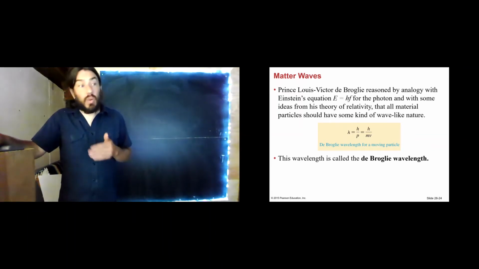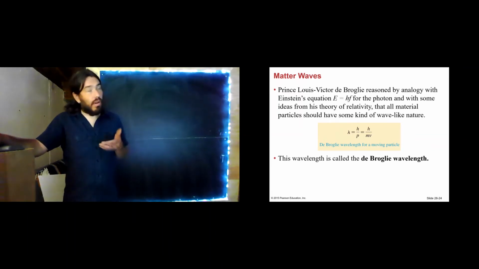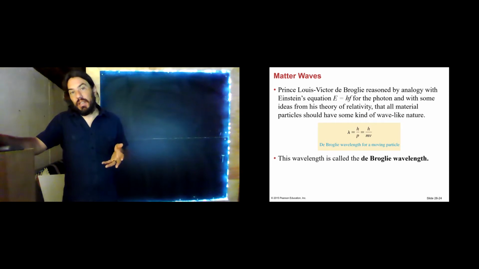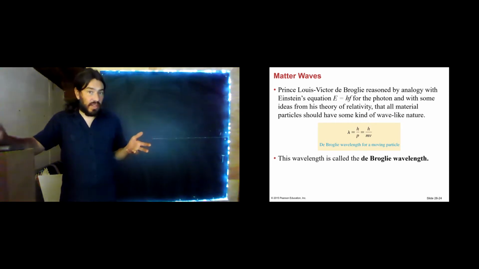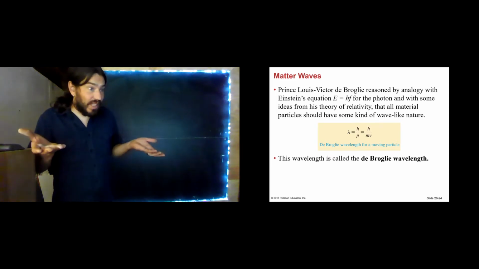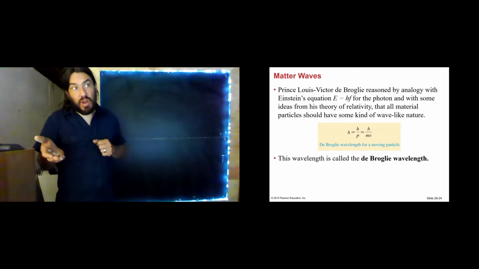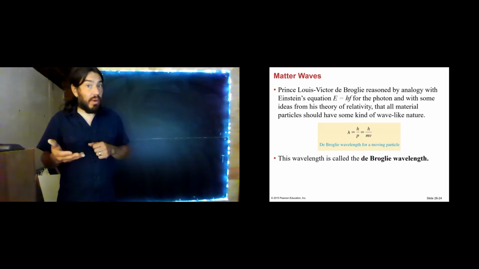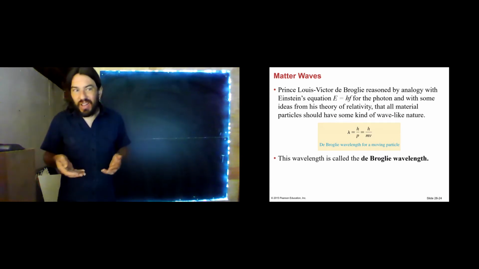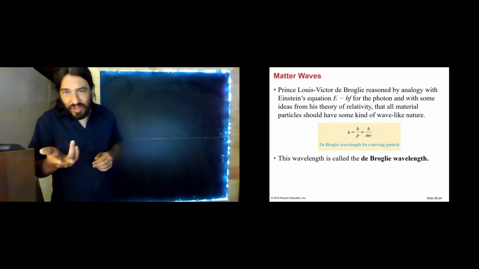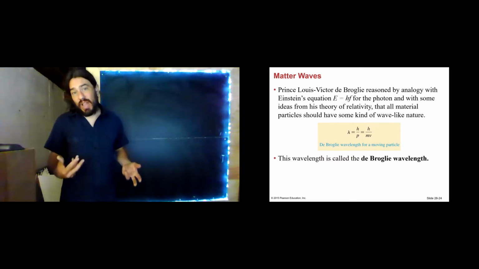In the last segment, we learned about some evidence for the particle-like nature of light. Now, we've already seen a lot of evidence for the wave-like nature of light. That's that waves diffract, and only waves can diffract. So we see that light acts like a particle and a wave. It turns out that particles, like electrons, neutrons, and protons, act like waves too.